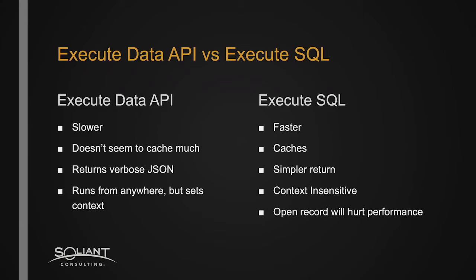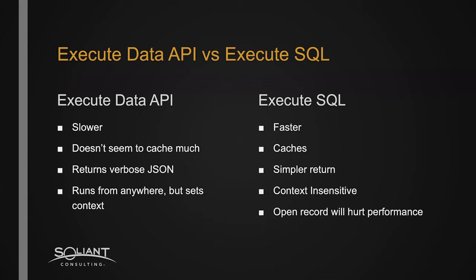Execute SQL is context insensitive. You can run it from anywhere and ask for anything. You can even create relationships on the fly. You can create joins, all kinds of joins, and do all kinds of things like that. With Execute Data API, you can run it from anywhere, but when you run it, you're asking for a layout. So you're using the context of that layout for what you get returned. Once you've specified the layout, you are limited to the fields on that layout, and the fields on the layout are limited to what they can see through the relationship graph.